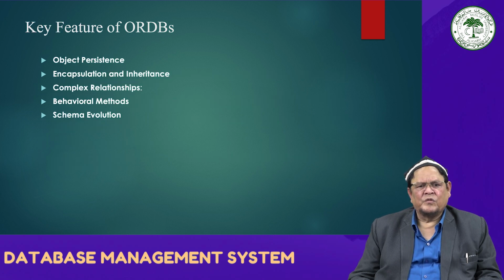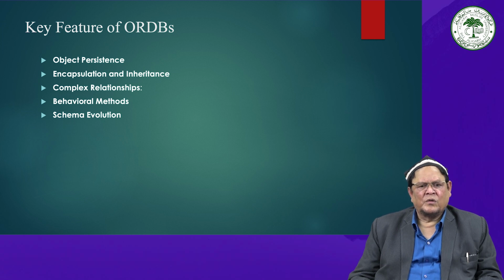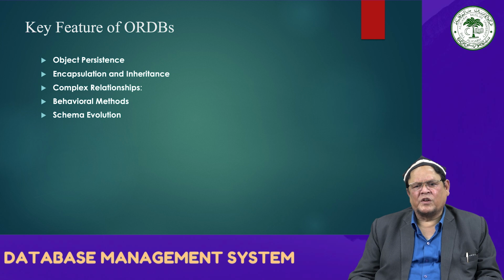The key features of ORDBMS include the points you can see on the screen. Object persistence: object-oriented database systems provide a mechanism for objects to persist beyond program execution, allowing data to be stored permanently in the database. Encapsulation and inheritance: they support encapsulation of data and behavior within objects as well as inheritance to promote code reuse and modularity.